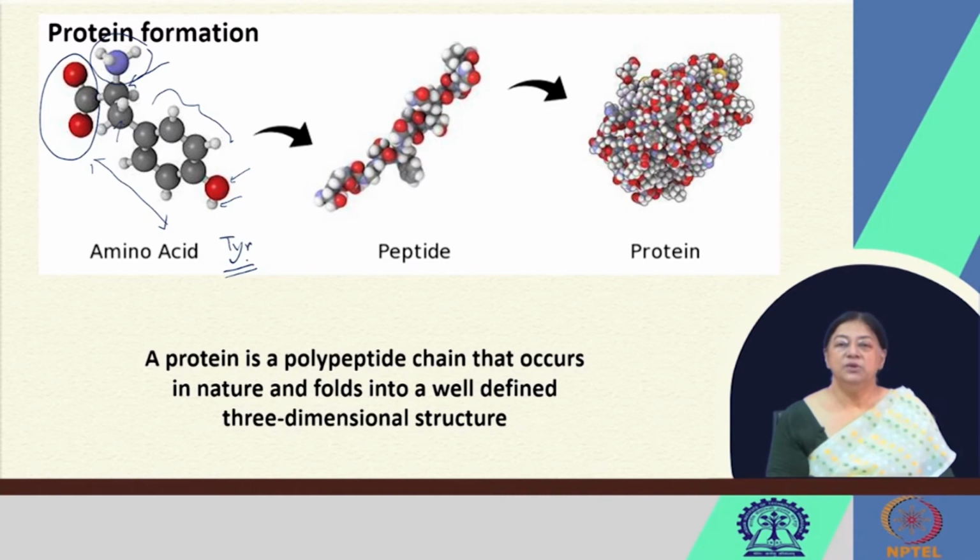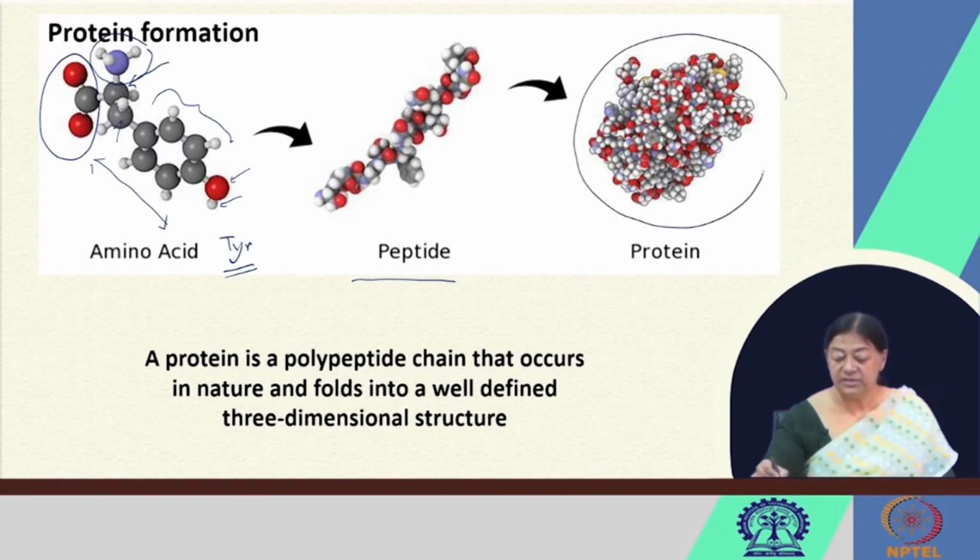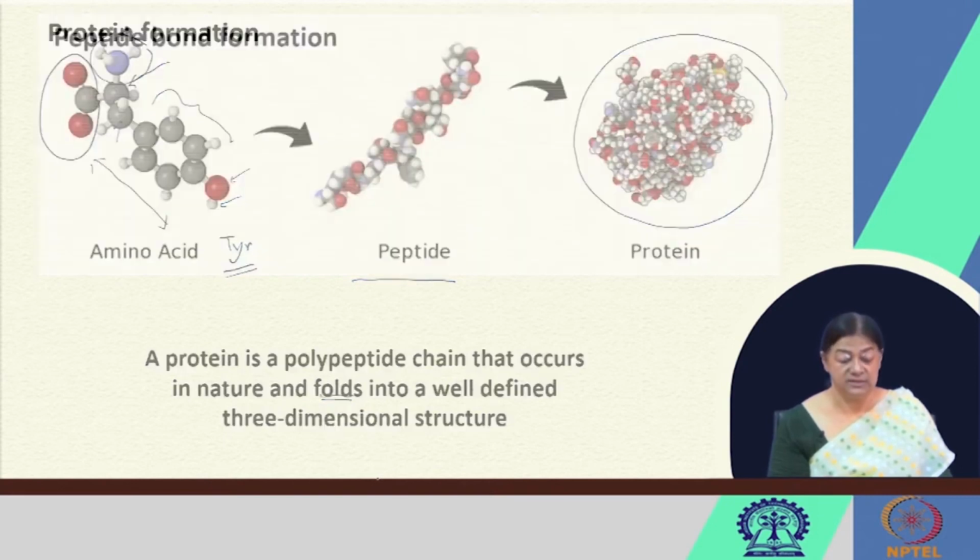So, after we know what the amino acids are, we have to know their linkages. Their linkages form what is called the peptide. What this peptide is, is what we are going to understand. So, the protein then forms this structure that we see on the right here, that is a measure of the folding of this polypeptide chain, which we will see in subsequent classes. So, the protein itself is a polypeptide chain that occurs in nature and folds into a well defined three-dimensional structure. We will talk about folding and characterization and more about the structure in later classes.